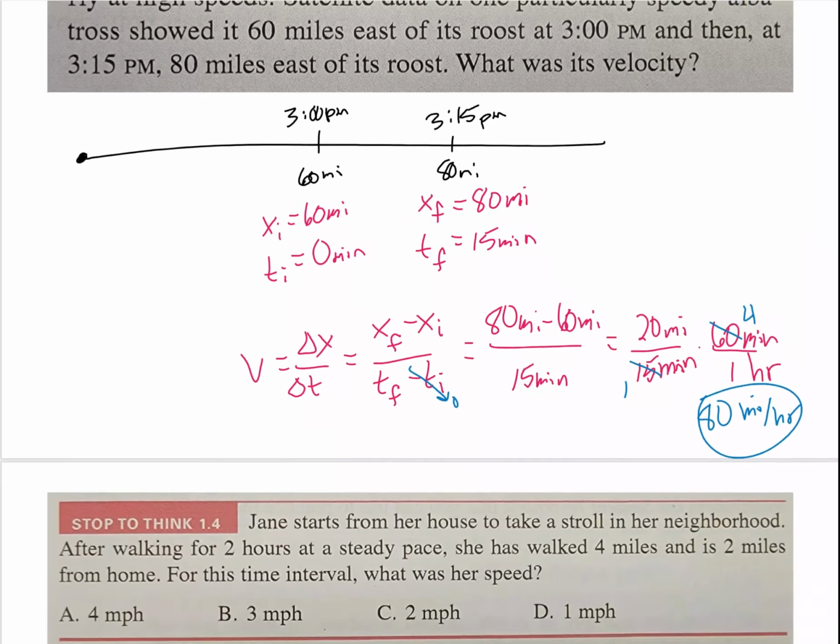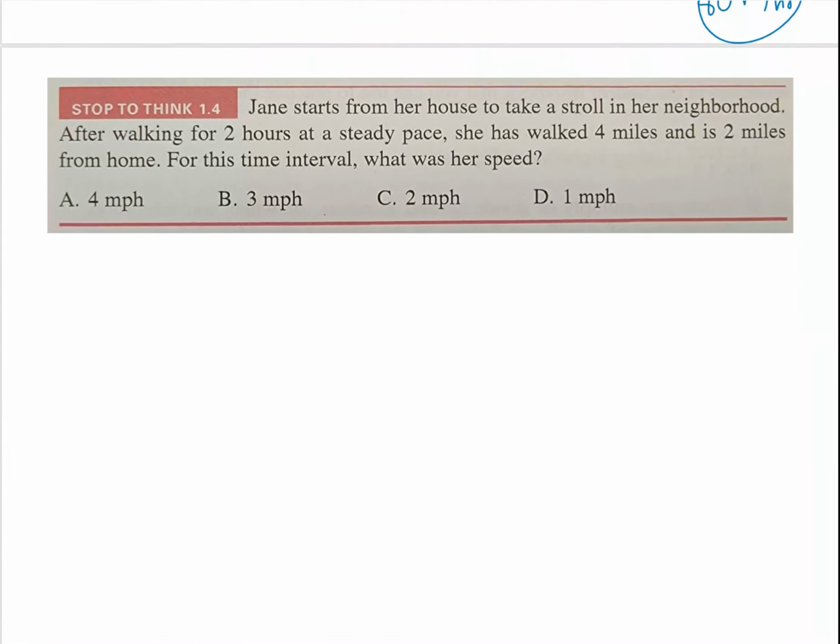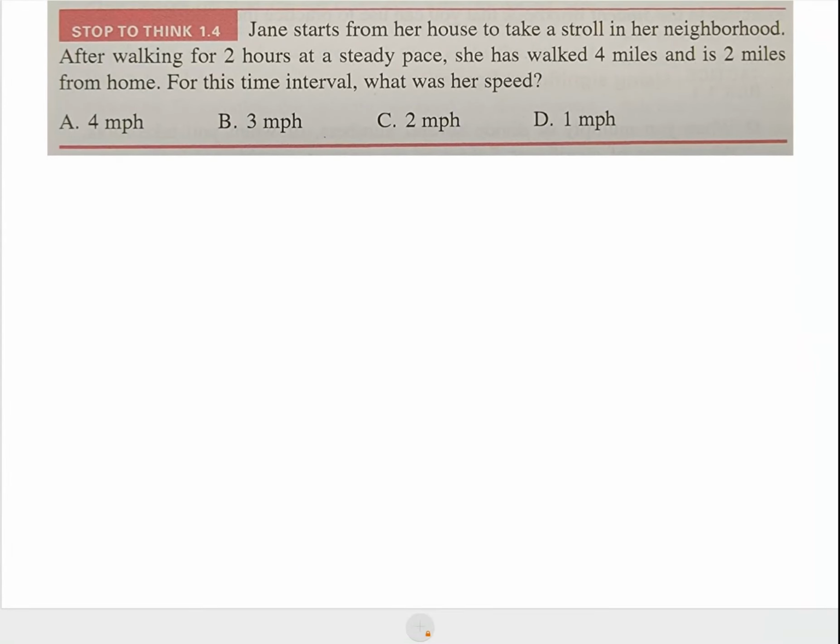All right, what do we got? One more problem maybe? Okay, Jane starts from her house to take a stroll in her neighborhood. After walking 2 hours at a steady pace, what does at a steady pace mean? Constant speed, uniform motion. Okay? She has walked 4 miles and is 2 miles from home. For this time interval, what was her speed? Think about it, and then I'll ask you what the answer is.